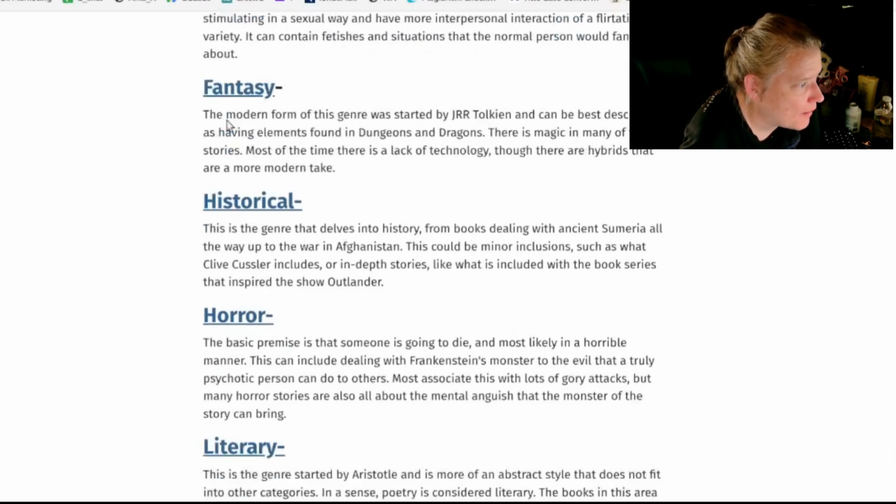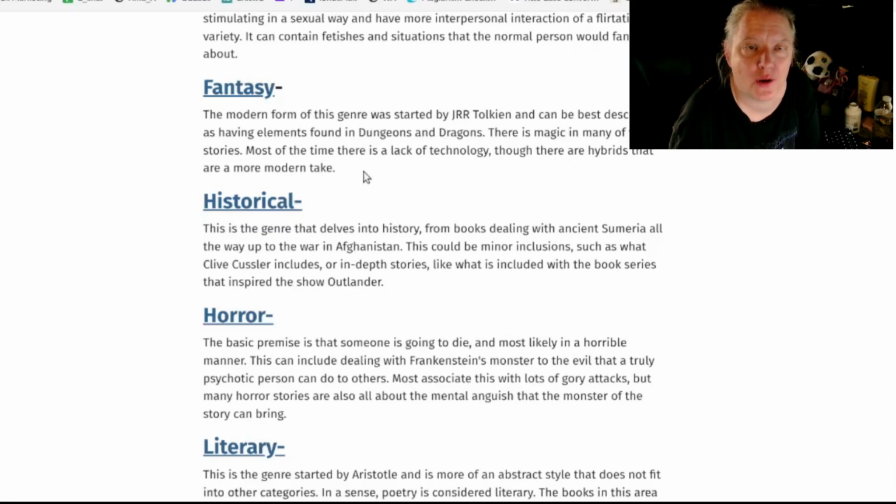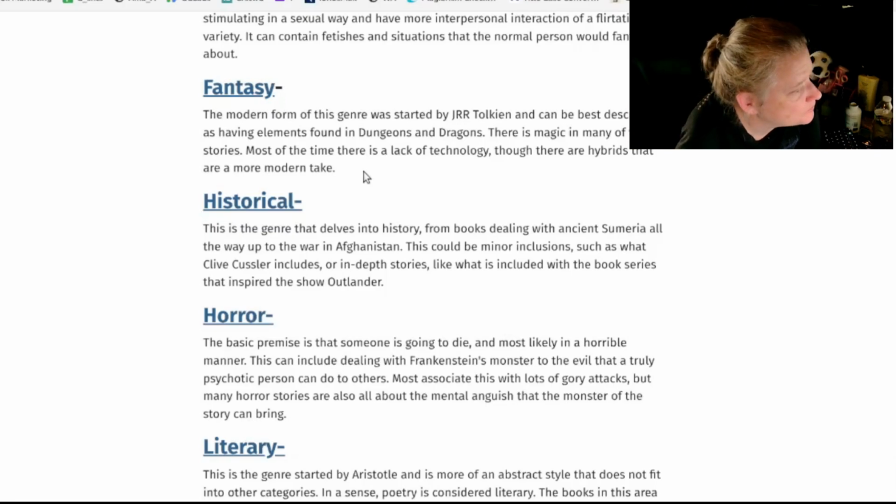Fantasy. The modern form of this genre was started by J.R.R. Tolkien and can be best described as having elements found in Dungeons and Dragons. There is magic in many of these stories. Most of the time there is a lack of technology, though there are hybrids that are more modern that are like a sci-fi fantasy. That's how you get the sci-fi fantasy. You've got technical elements and the magical elements, and it's pretty cool. Anyway.